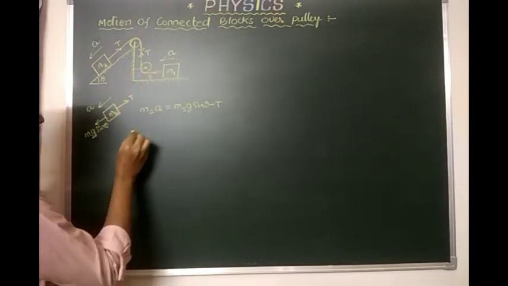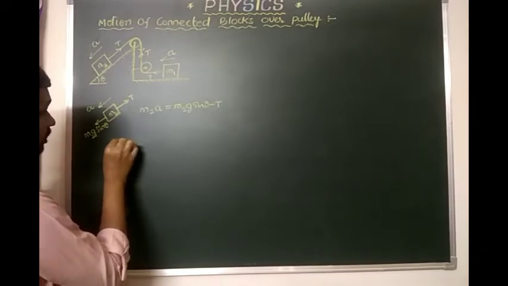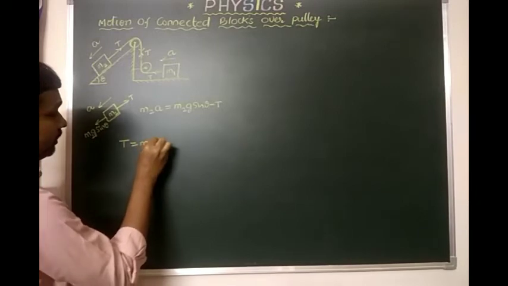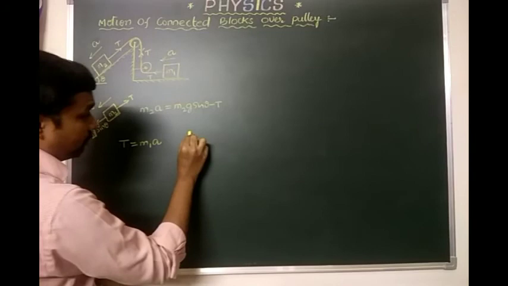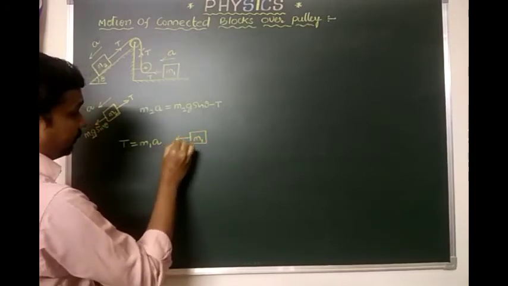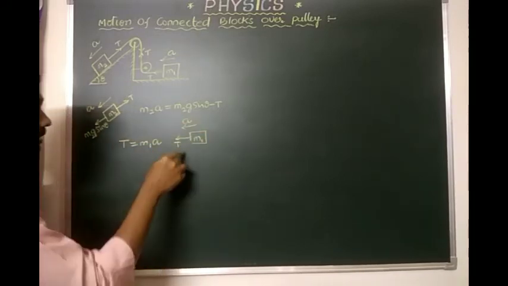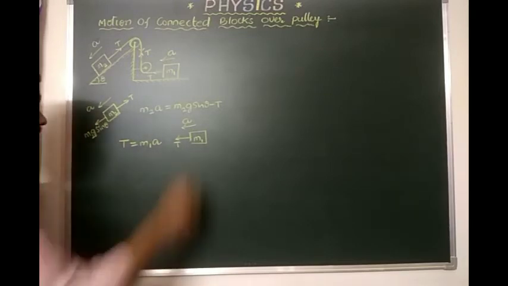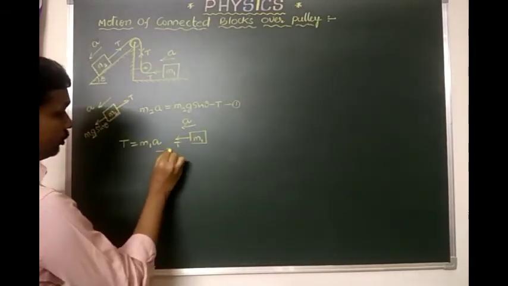So what happens to the free body diagram of M2? Free body diagram of M1. Tension T is equals to, directly we can write M1A. Why? Because only one force is acting. What will be the free body diagram for this? M1, tension T, acceleration A. So that we will get T is equals to M1A. It will be this equation number 1 and this equation number 2.